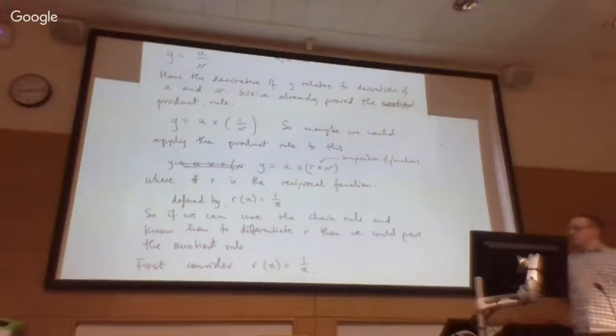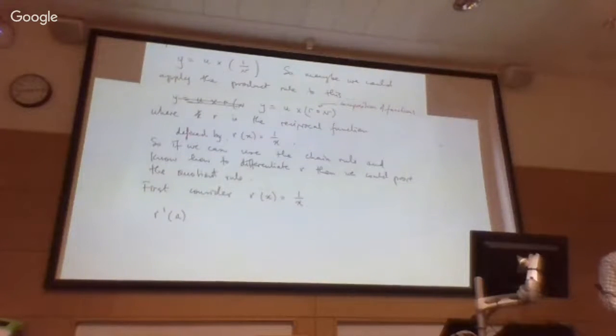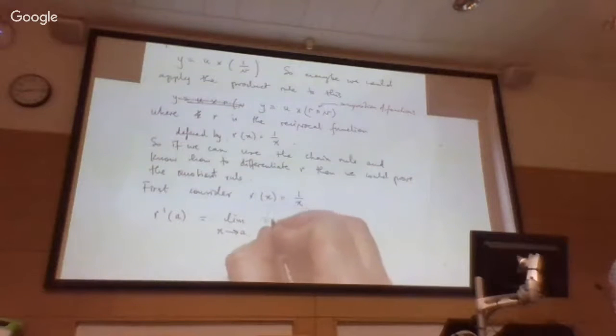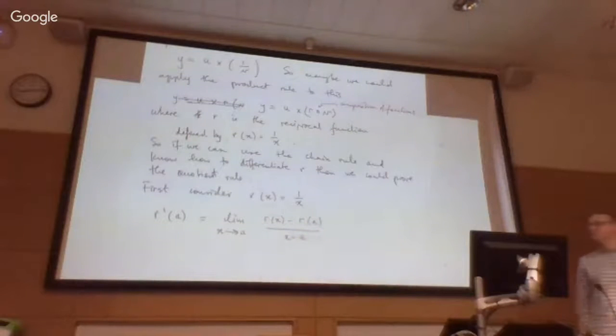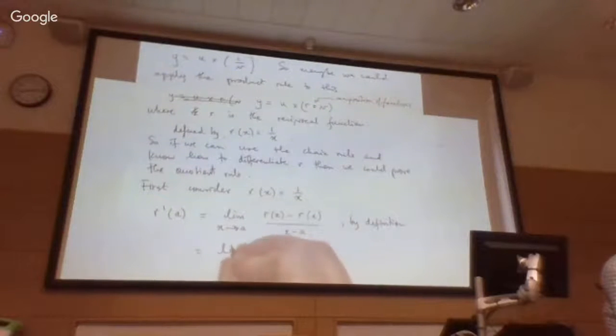Well, we'll just go straight back to the definition of the derivative. This isn't too hard to work out. The definition of the derivative says this is the limit as x approaches a of R of x minus R of a all over x minus a. It's just the definition of the derivative. It's true by definition. Can I figure this out in a sensible way? Well, yeah, because I know what the function R is. R is the reciprocal function, so this is 1 over x minus 1 over a, all over x minus a.